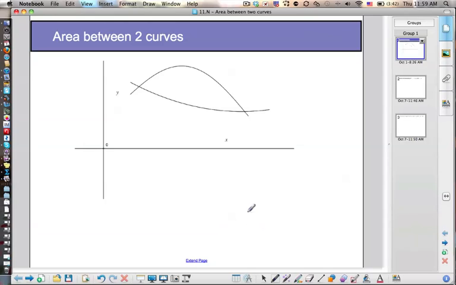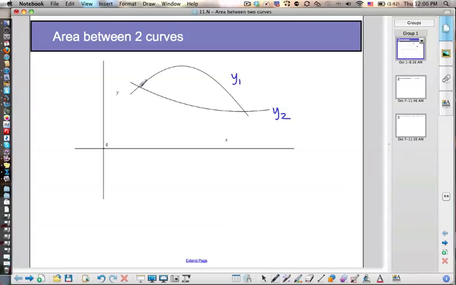We're going to do area between two curves, integrals. So basically what's going on here is we've got one curve on top, we'll say that this one's y1, and one curve on the bottom, we'll say that this one's y2.